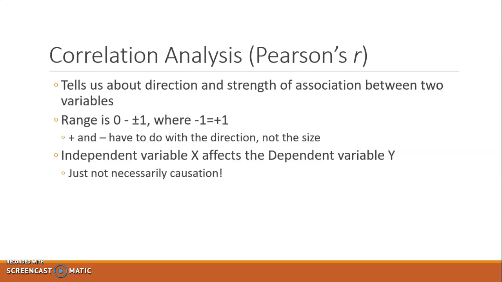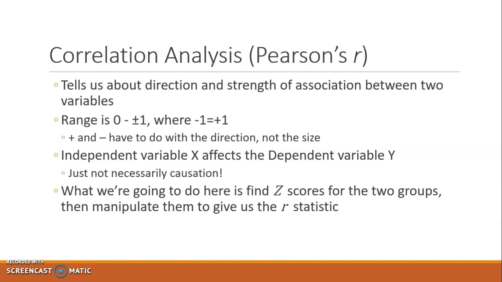Now, there's basically two different ways to find a correlation. There's the conceptual way, and there's the numerical way, the mathematical way. Your book suggests we do the conceptual way, and I agree with it, because in a lot of ways the conceptual way is easier. It takes steps that you've already mastered, that you already know how to do, and then we manipulate them in order to find the R statistic. Specifically, we find the Z-scores, and then we manipulate them to give us the R statistic.